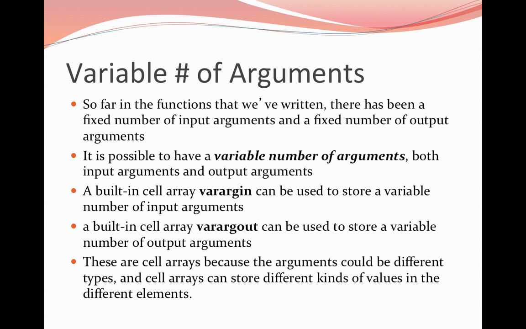These are both cell arrays because the arguments that you pass to a function or you return from a function could be different kinds of things, and so cell arrays can be used to store different kinds of values in the elements.